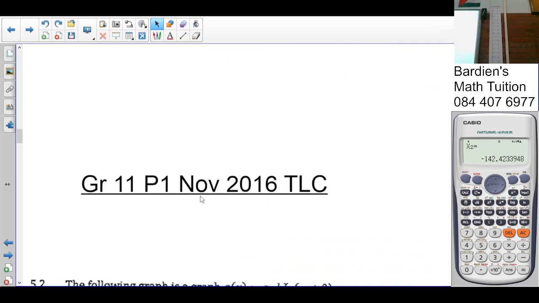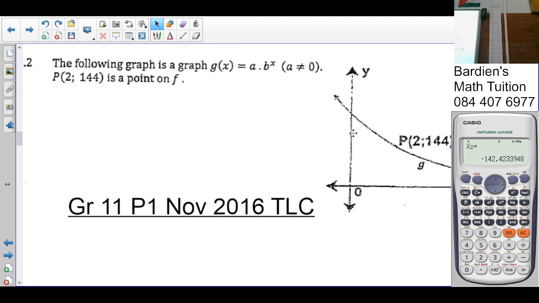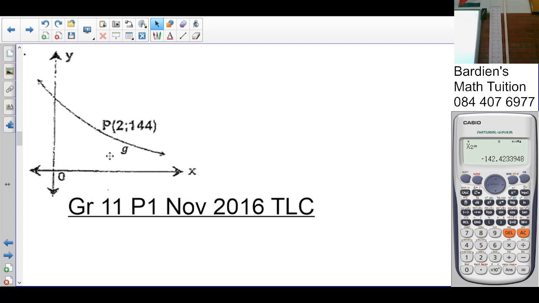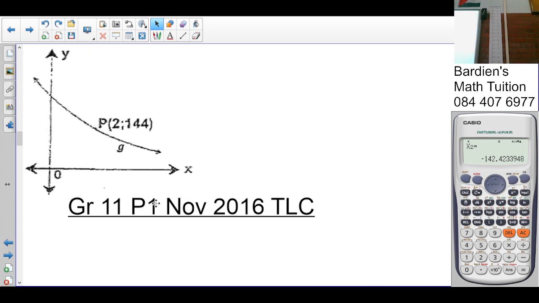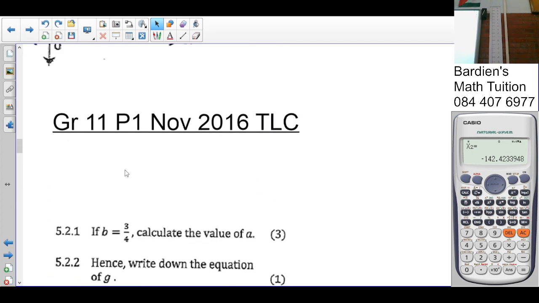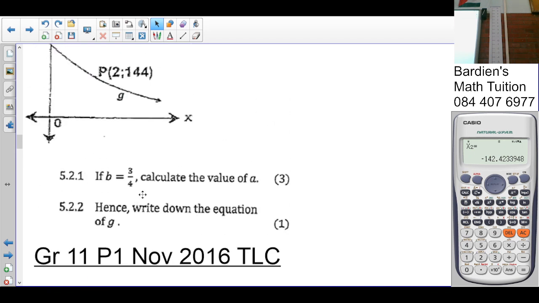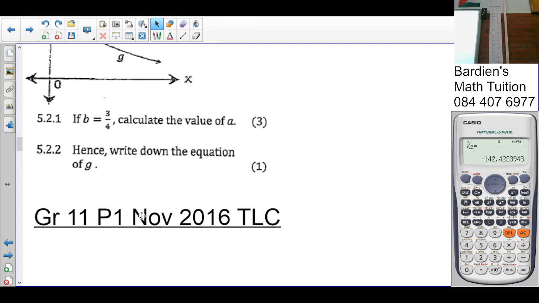Okay. The next question is question 5.2. The following graph of g of x equal to a times b to the x, where a is not equal to 0. P is 2 and 144 lies on f. Okay, supposed to have been on g. My mistake there, sorry about that. Another thing is this is in the same question, so we don't tend to use f twice in the same question. I probably made the change when I was doing the memo, but can you see I put g, but I put f there. That wouldn't affect anything.